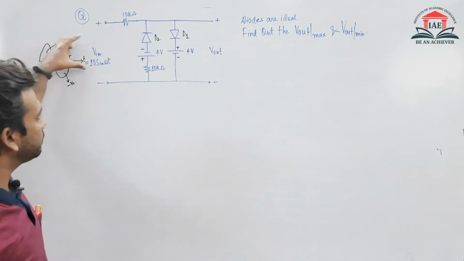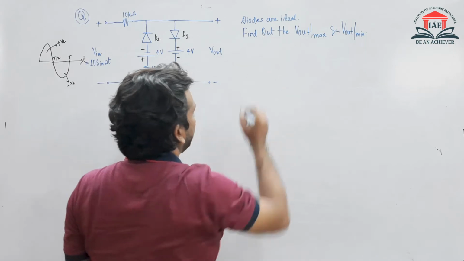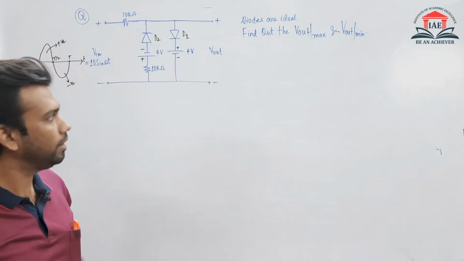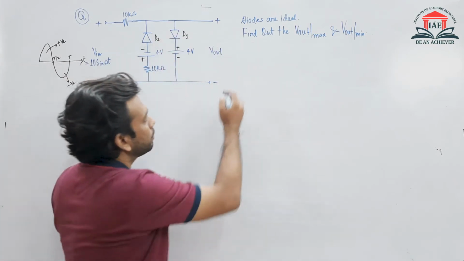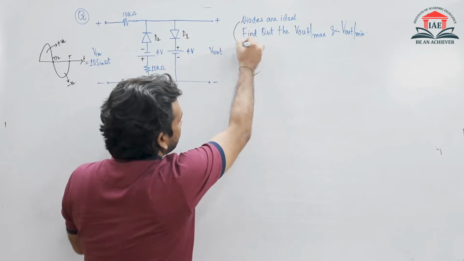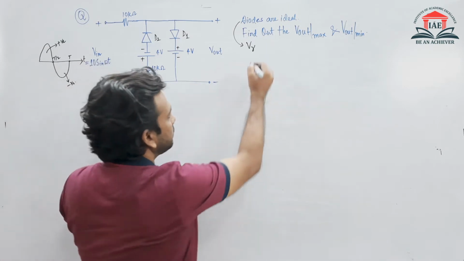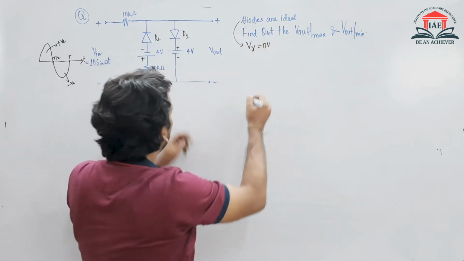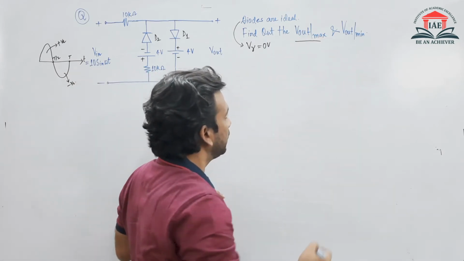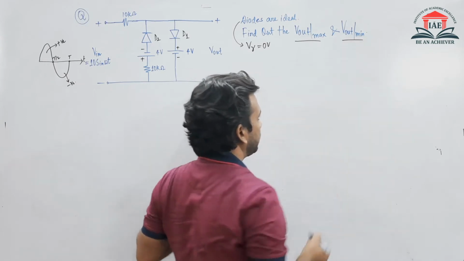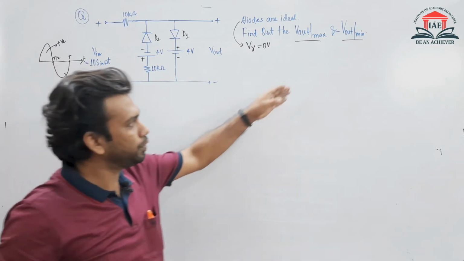So this is the input that is going into the circuit, and in this question it is written that the diodes are ideal. So what do we mean by diodes are ideal? If the diodes are ideal, the cut-in voltage of the diode will be 0. So we can write that the cut-in voltage, which is denoted by V gamma, will be 0 volt for these two diodes, and we need to find the output maximum voltage and the output minimum voltage.